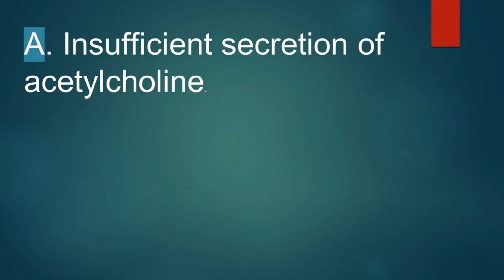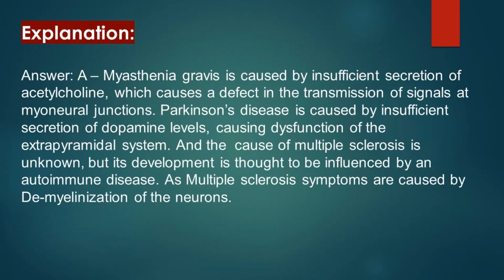So let's see the explanation. Myasthenia gravis is caused by the insufficient secretion of the acetylcholine, which causes a defect in the transmission of the signals at the myoneural junction. In the case of Parkinson's disease, that is caused by the insufficient secretion of the dopamine levels, causing the dysfunction of the extrapyramidal system. And the cause of the multiple sclerosis is unknown, but its development is thought to be influenced by the autoimmune disease, as multiple sclerosis symptoms are caused by the demyelination of the neurons.